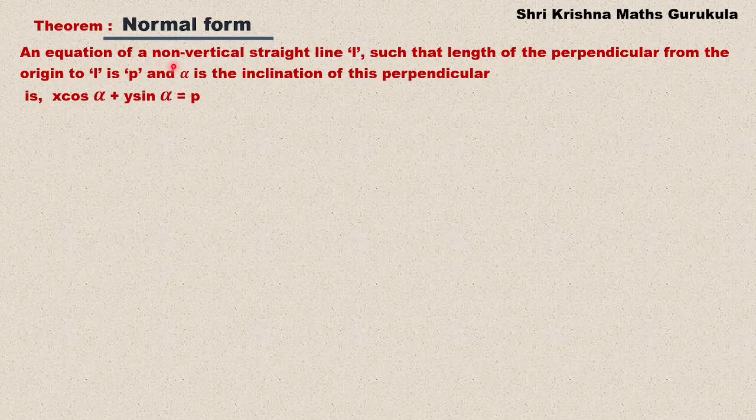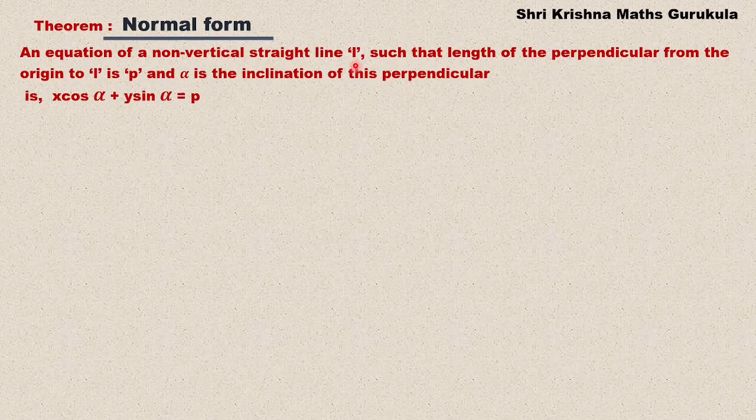An equation of a non-vertical straight line L. There is a non-vertical line. What do you mean by that non-vertical line? That is, it is not parallel to the y-axis. Simple. Okay. There is a non-vertical line L such that the length of the perpendicular from the line to the origin.